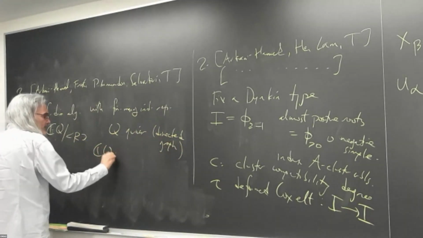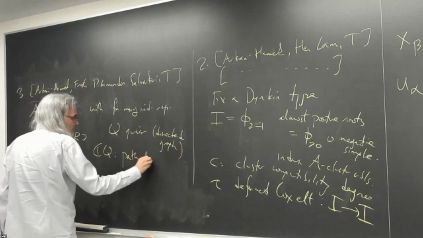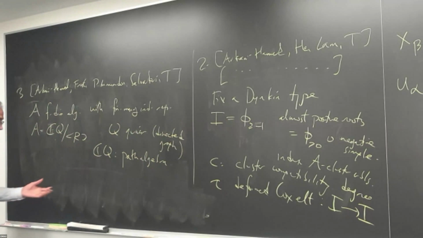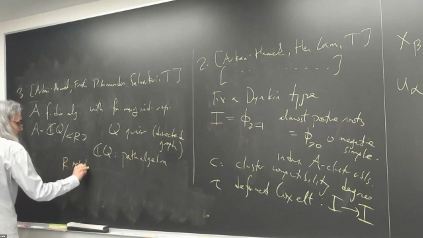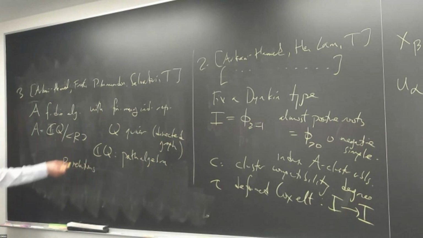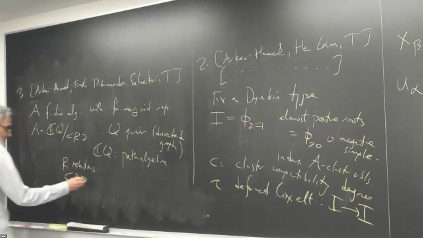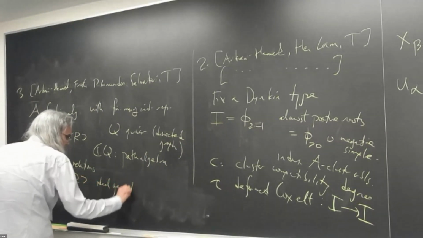CQ is just the path algebra. So that's just an algebra whose basis is the paths in the quiver Q with the product given by concatenation. And then R is some relations. So these are just some particular paths. The R in brackets is the ideal generated by these relations, which we're quotienting out.